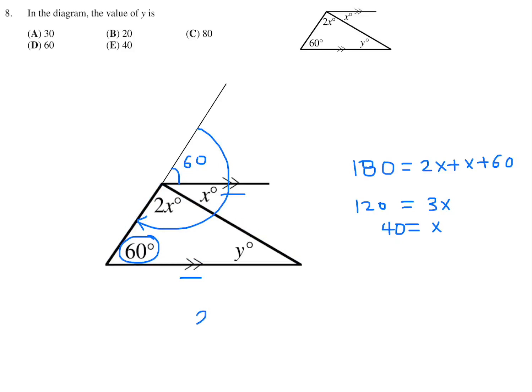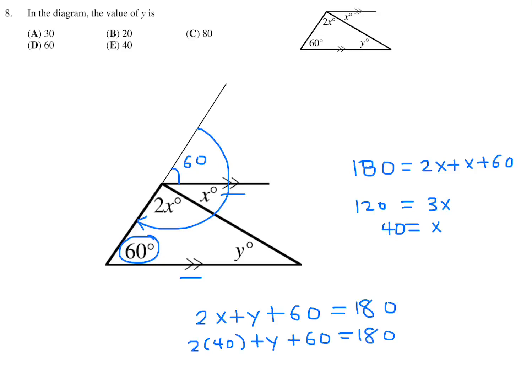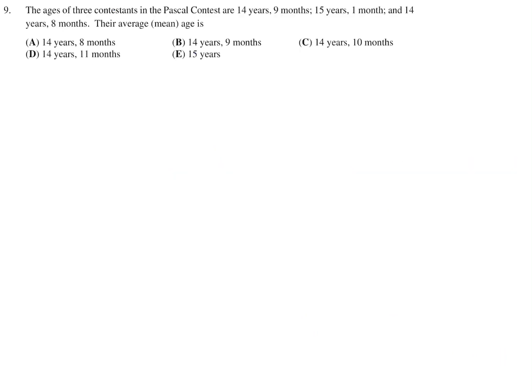And then this triangle, of course, the sum of the angles is 180. So that means we have 2x plus y plus 60 is equal to 180. And then x is 40, so we put that in there. And therefore, if we solve for y, we'll get 180 minus 60 minus 80, and that looks like 40. So the angle y is 40, and therefore the answer to number 8 is E.